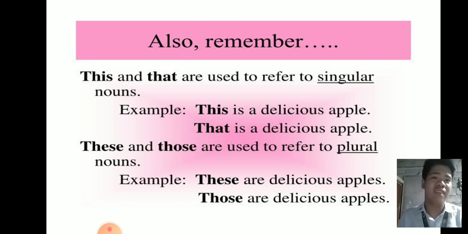I guess this is the final slide. Also remember that, like I've said a while ago, this and that are used if you are referring to singular nouns. For example, this is a delicious apple. That is a delicious apple. And these and those are used if you are referring to a noun which is plural. For example, these are delicious apples. Those are delicious apples. So, that is the end of our discussion.